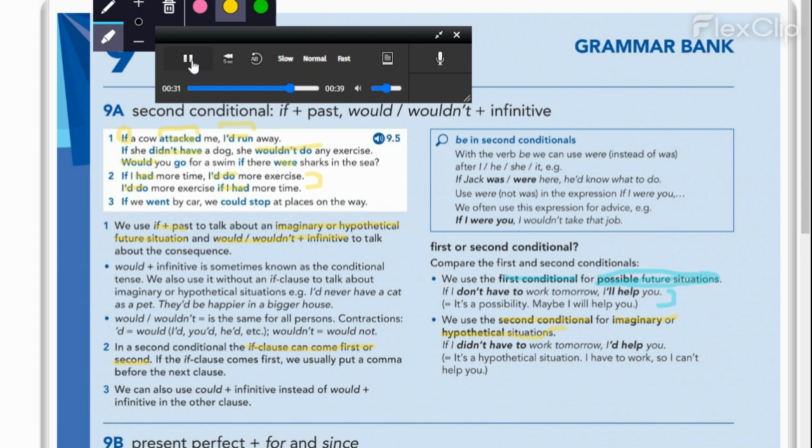3. If we went by car, we could stop at places on the way.